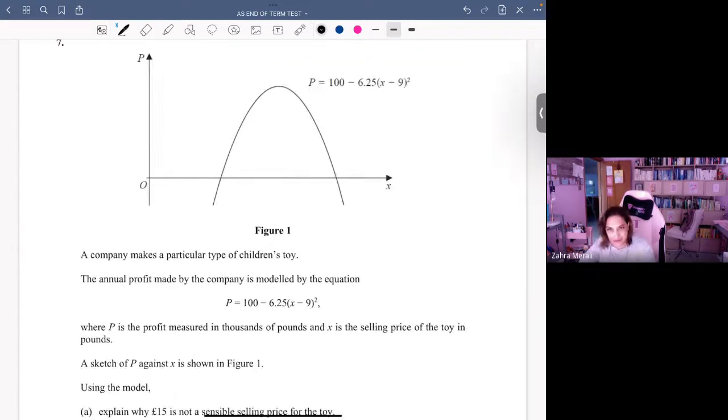Okay, now we're on our quadratic modeling. I look at this graph. It's a negative quadratic. I look at the equation they've given me. I'm not even reading the question yet, and I'm like, oh, it's in completed the square form. That means I know what my maximum is.